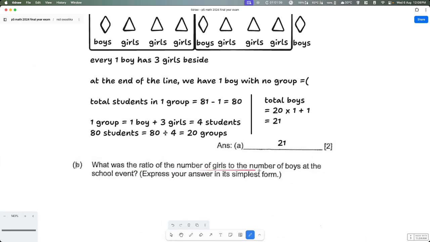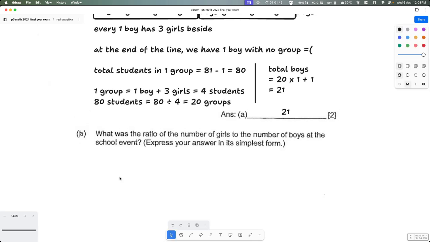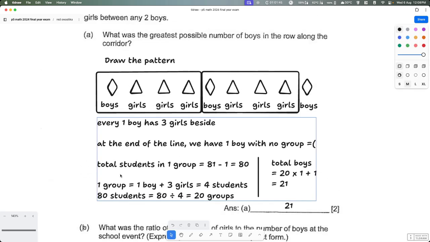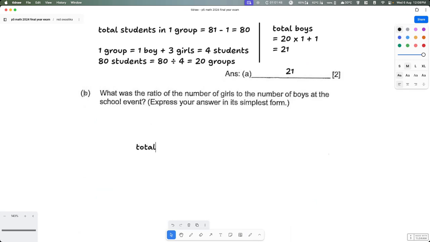What's the ratio of the number of girls to the number of boys at the school event? Express your answer in the simplest form. So we have a total of 81 students. Boys is equal to 21, and girls will be equal to 81 minus 21. This will become 60. So the ratio of girls to boys is 60 to 21.